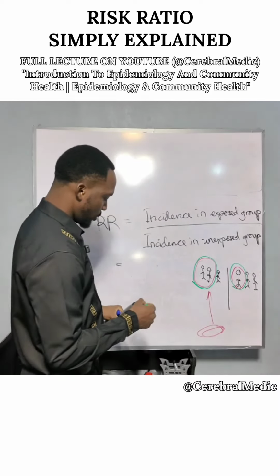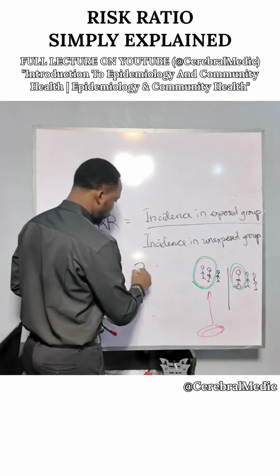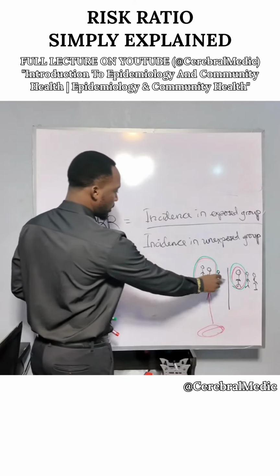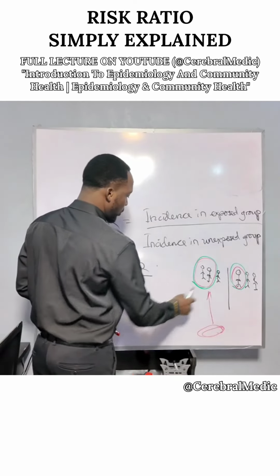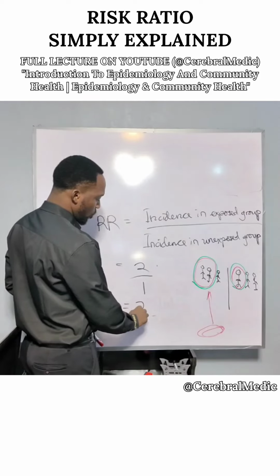So what happens? What is the ratio? This is the exposed group. So the incidence in the exposed group is 2. The incidence in the unexposed group is 1. So we have a risk ratio of 2.